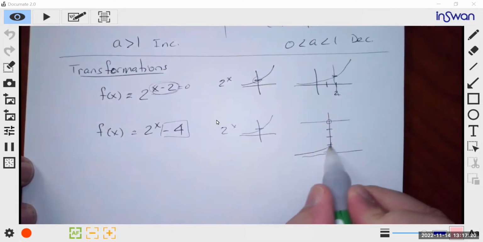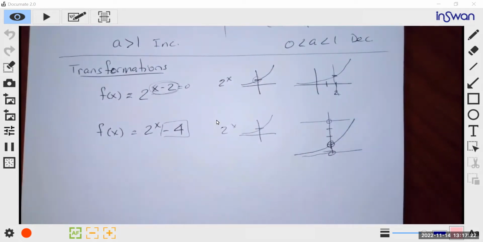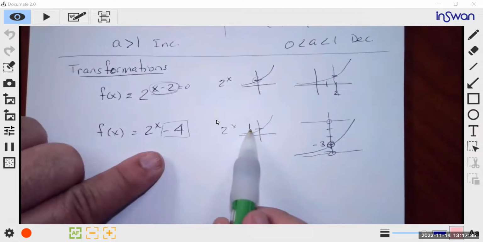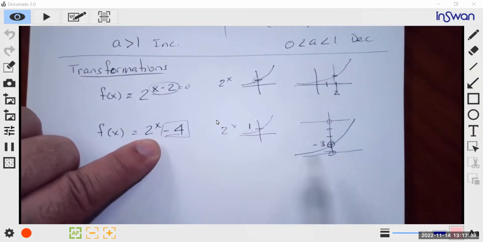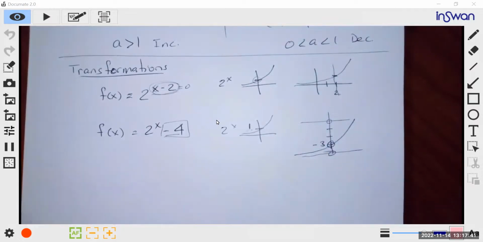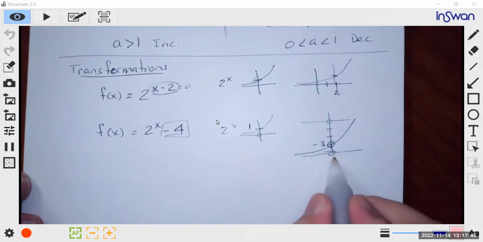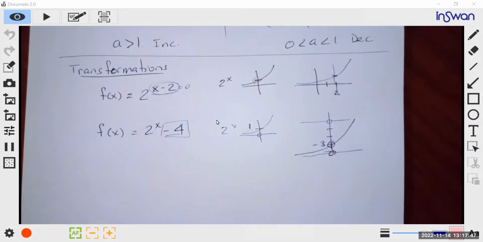And my graph will look the same. It's still going to cross through there. The cross is at -3. If you think about it, if my original y-intercept is 1 and I subtract 4, I get -3. That's my new y-intercept. The origin used to be here at 0, 0. It's now at -4.